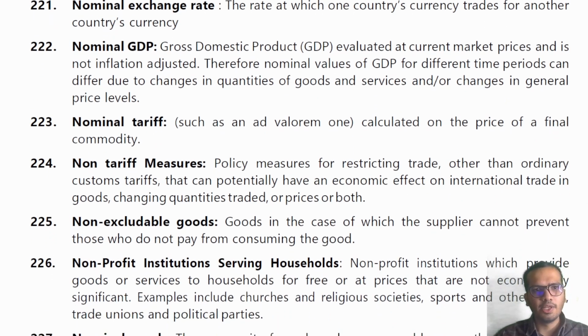Then comes nominal tariff, such as ad valorem one, calculated on the price of the final commodity. Then we have non-tariff measures, so policy measures for restricting trade other than ordinary customs tariffs that can potentially have an economic effect on international trade in goods, changing quantities traded or price or both.